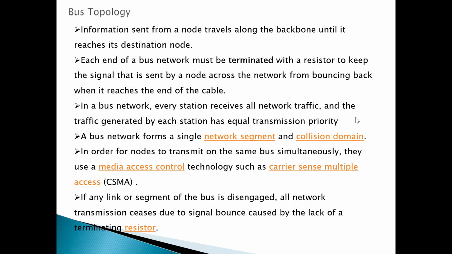Further details are given. The first is information sent from a node. Node means computer, okay? Travel along the backbone. Backbone means single cable, okay? It has only a single cable, we call it backbone, until it reaches its destination node.